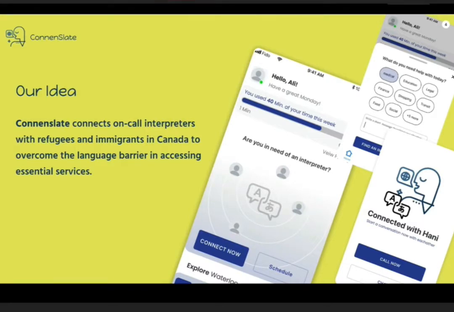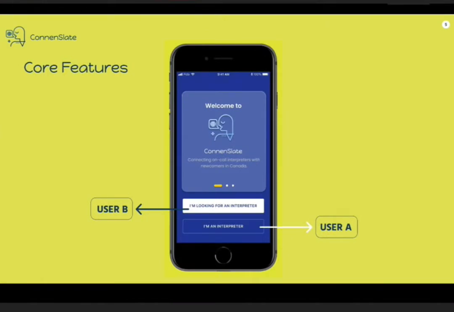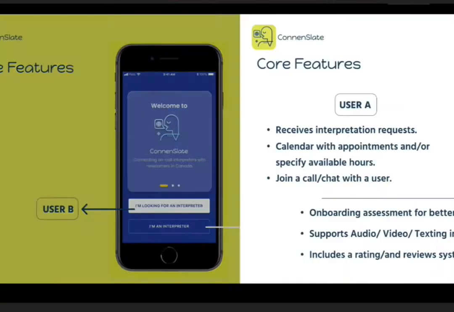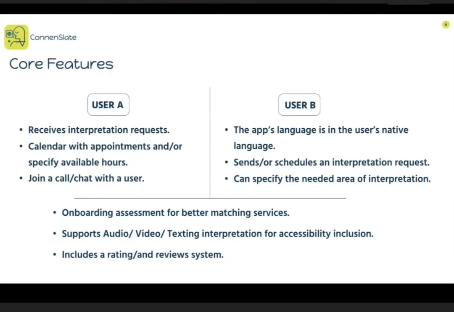The core features of our app consider two types of users, user A for the interpreter and user B for the newcomer. The general features of the app include an onboarding assessment for better matching services and supports different modes of delivery, like audio, video, or texting interpretation for accessibility inclusion.